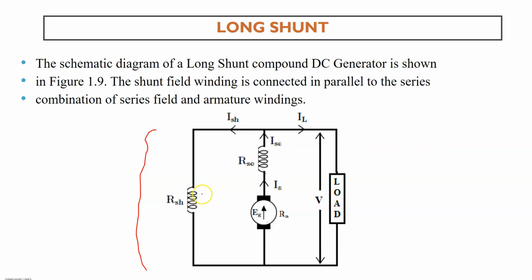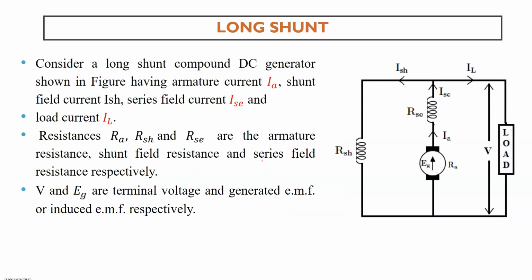So this is the shunt field winding, and this is the series field winding. For a compound generator, both shunt field winding and series field winding are there. Similar to the shunt field and series field winding cases, Ia is the armature current, Isc is the current flowing through the series field winding, Rsh is the resistance of the shunt field winding, and Ish is the current through the shunt field winding.